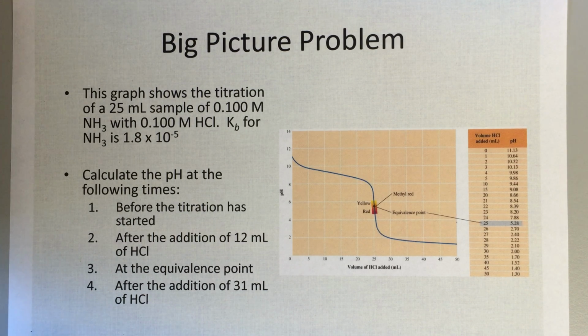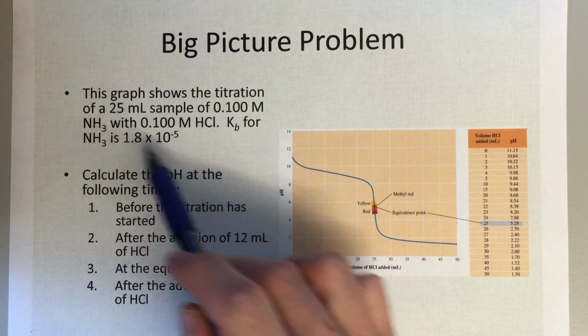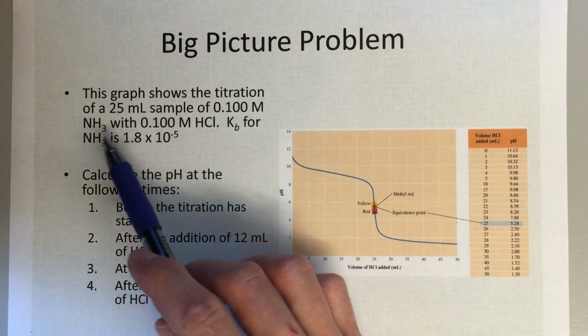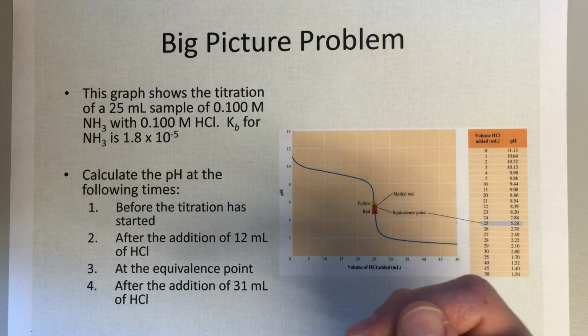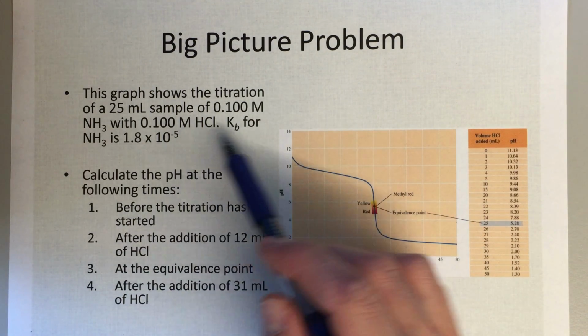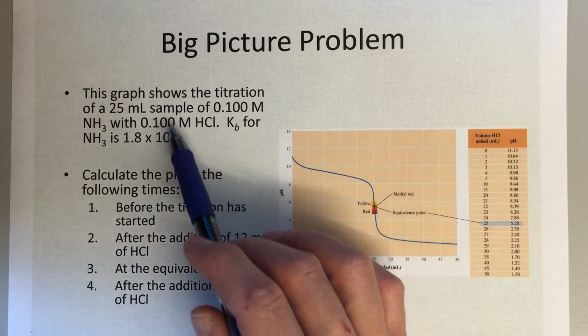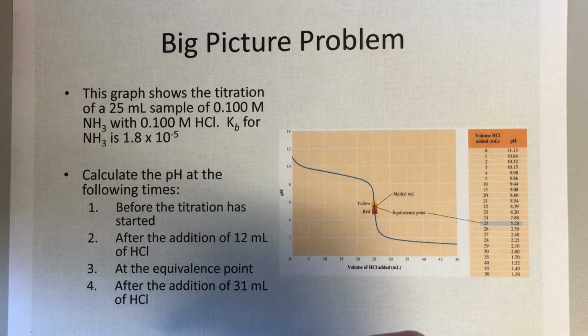So we are asked to calculate the pH at the following time before the titration has started. Up here we've got the information of what we started with, 25 milliliters of 0.1 molar NH3. NH3 is a weak base, and I've given you the Kb for NH3, 1.8 times 10 to the minus fifth. And then we're going to be titrating this with strong acid, so 0.1 molar HCl.